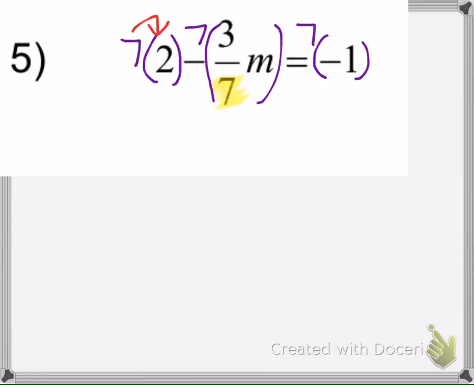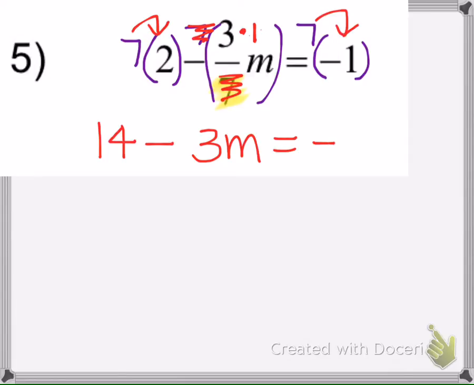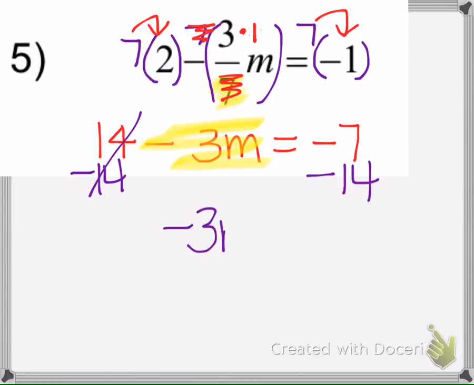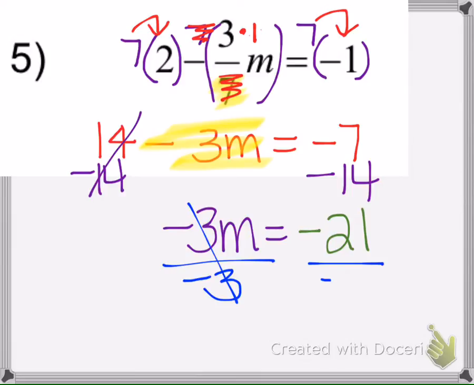So here we'd have 7 times 2 is 14. And then here 7 goes into 7 once. And 3 times 1 is 3. Bring down the m. And then 7 times negative 1 is negative 7. So now I can isolate the variable by subtracting 14 from both sides. And then negative 7 plus negative 14 is negative 21. Divide both sides by negative 3. And we would get m equals 7.